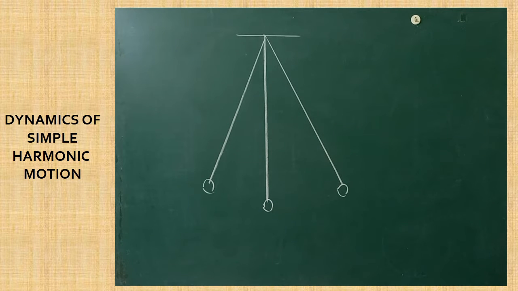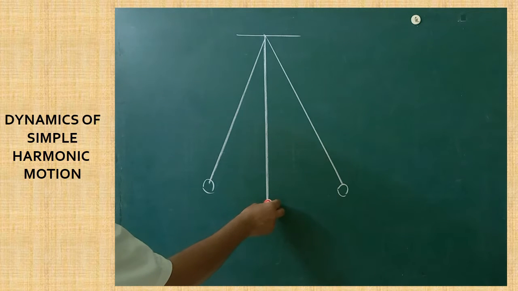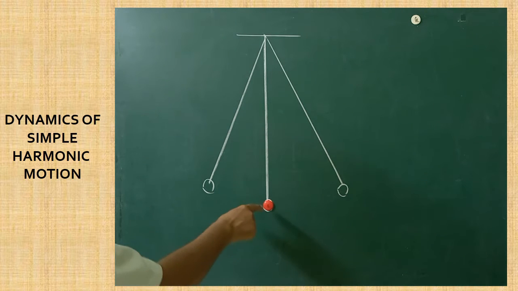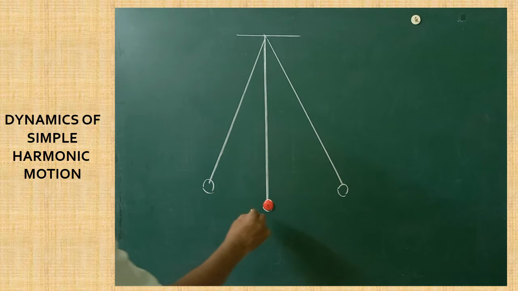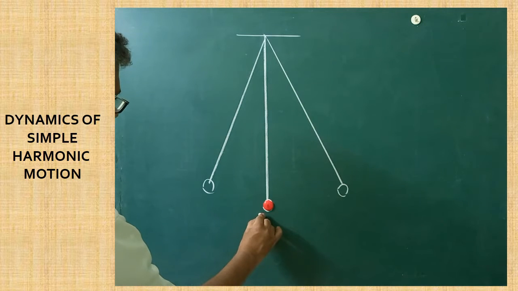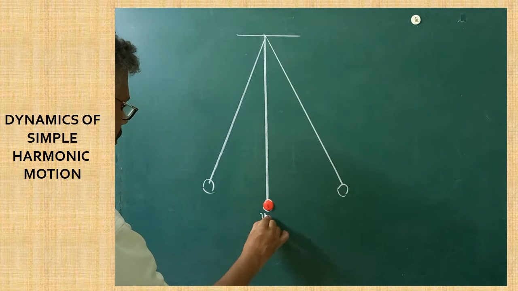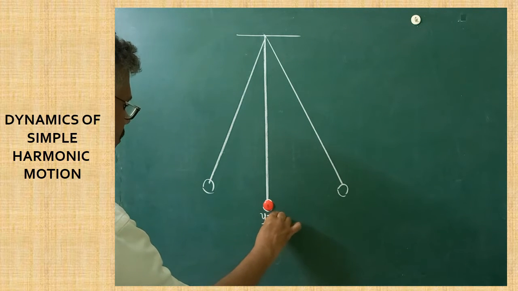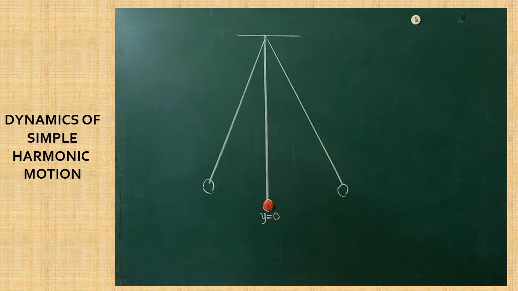Now we are going to learn the complete dynamics of simple harmonic motion. This is a concept which must be thoroughly learnt; only then are we able to understand what simple harmonic motion is. Let us imagine the pendulum in the equilibrium position. Here, its displacement y is equal to how much? 0. You should understand that. Are you clear?